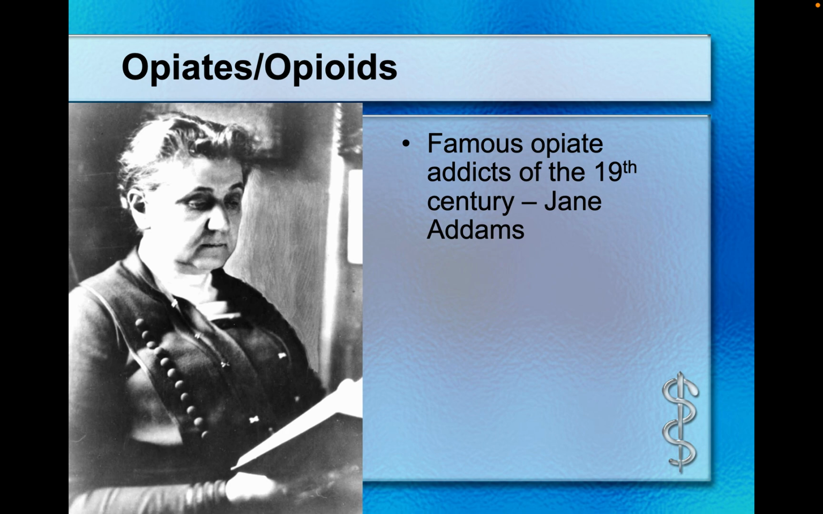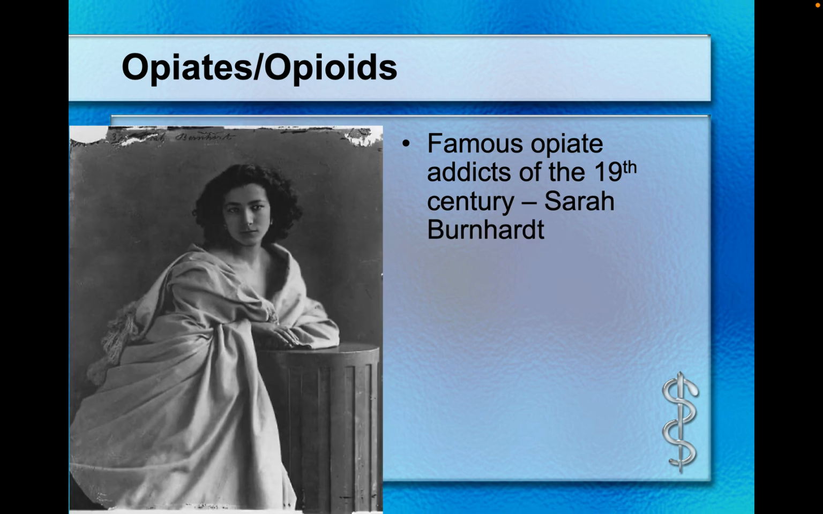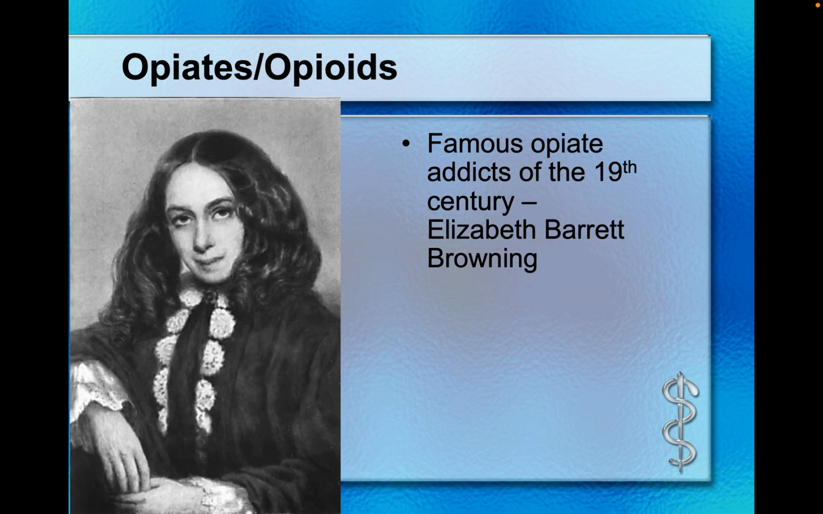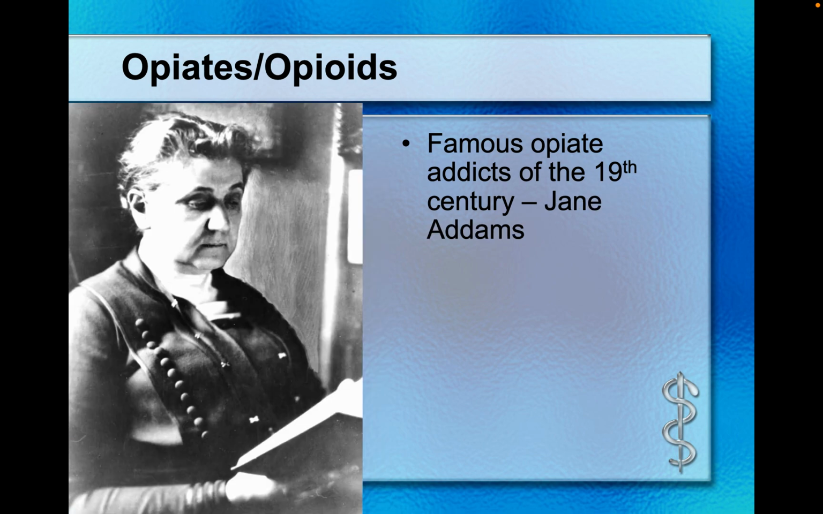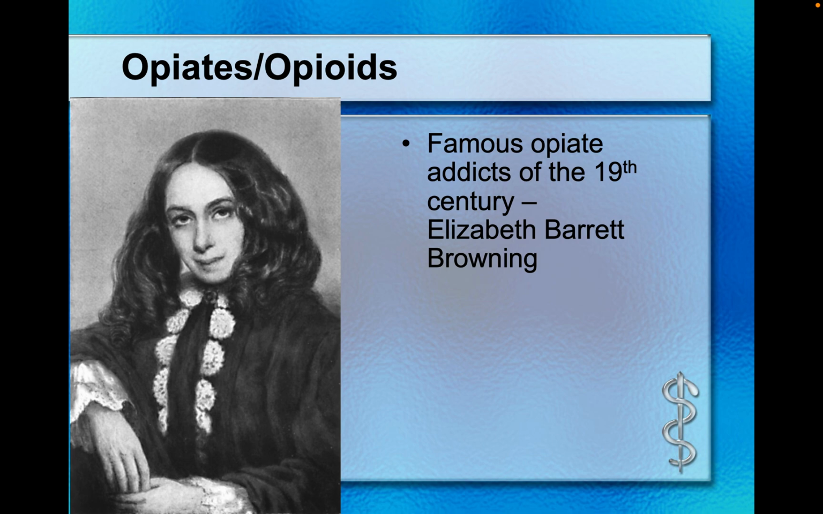Famous opium addicts of the 19th century: Jane Addams, Sarah Bernhardt, Elizabeth Barrett Browning. Jane Addams was the first social worker. She opened a house for immigrants to help them assimilate to American society in Chicago. Sarah Bernhardt was an actress. Elizabeth Barrett Browning was a poet.